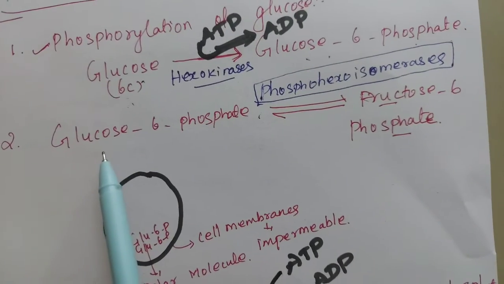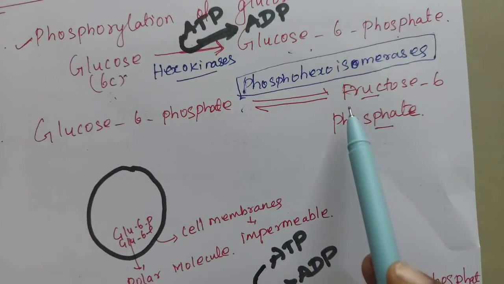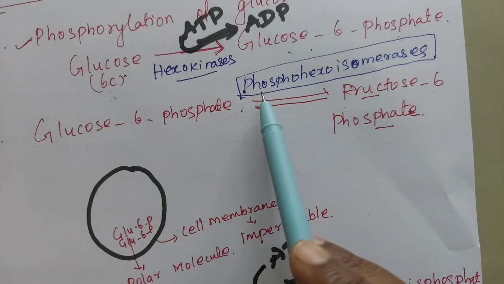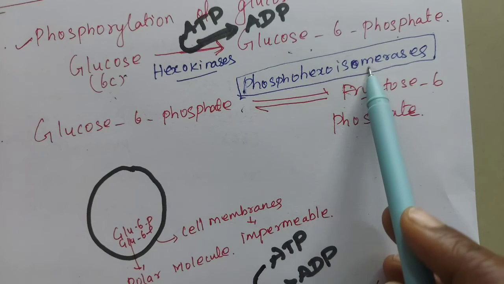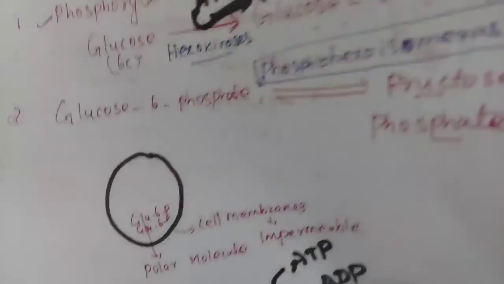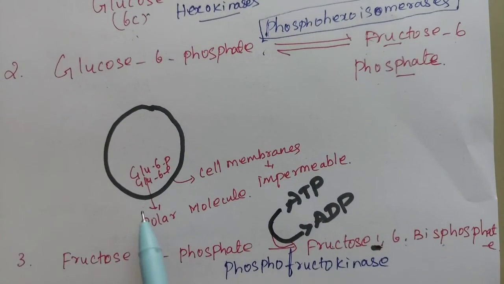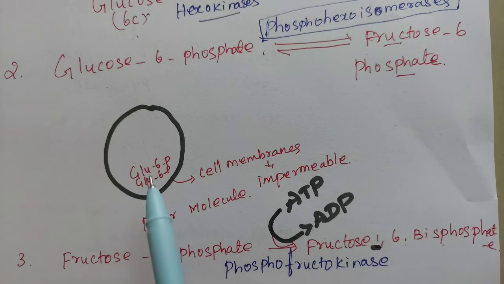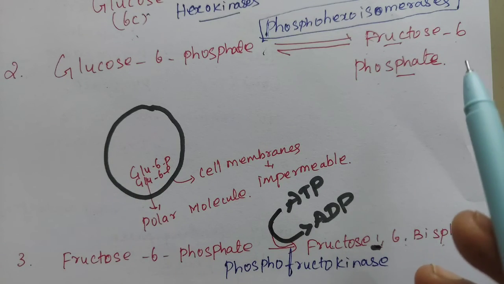The second step of this reaction is that glucose 6-phosphate is converted into its isomerized form, fructose 6-phosphate, with the help of an enzyme known as phosphohexoisomerase. So these are isomers, and this reaction is a reversible reaction. And why does this conversion happen? It is because the glucose molecule is a polar molecule. This polar molecule cannot pass through the cell membrane. The cell membranes are impermeable, so because of the impermeability, the glucose molecule stays inside the cell. To avoid this problem, glucose 6-phosphate gets converted into fructose 6-phosphate.